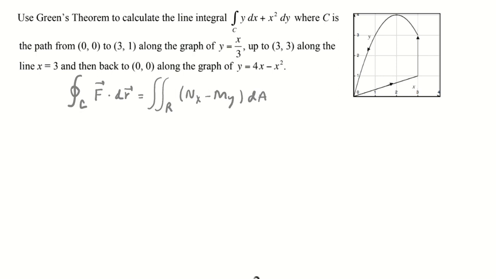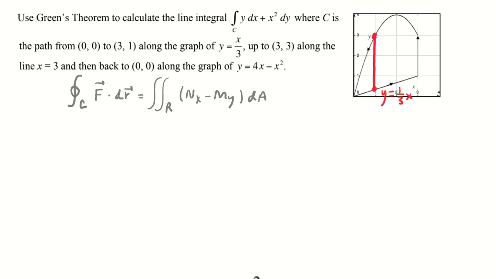So what we're going to need to do is look at the enclosed region, the region that C encloses, and write a double integral in terms of that. Looking at the region, I'm going to want to integrate with respect to y first, and then with respect to x. With respect to y, I'm going to be going from y equals this line to y equals that curve. So this line looks like y equals 1/3 x.